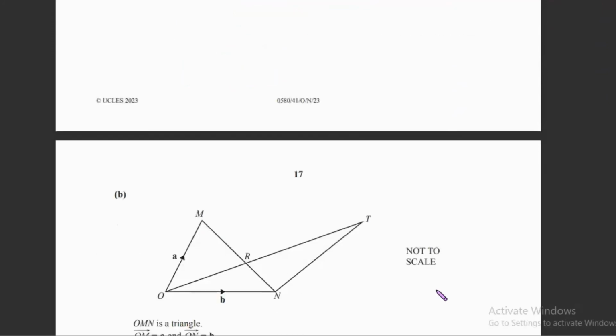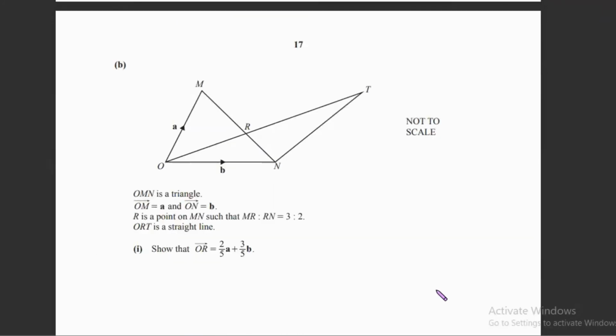Let's move on to the next part of the question. So question B is a vector related question. We need to show that O to R is 2/5 A plus 3/5 B. And in the question, it's mentioned that R is a point on M to N. And the ratio between M to R and R to N is given to us as 3:2. And this line ORT is a straight line.